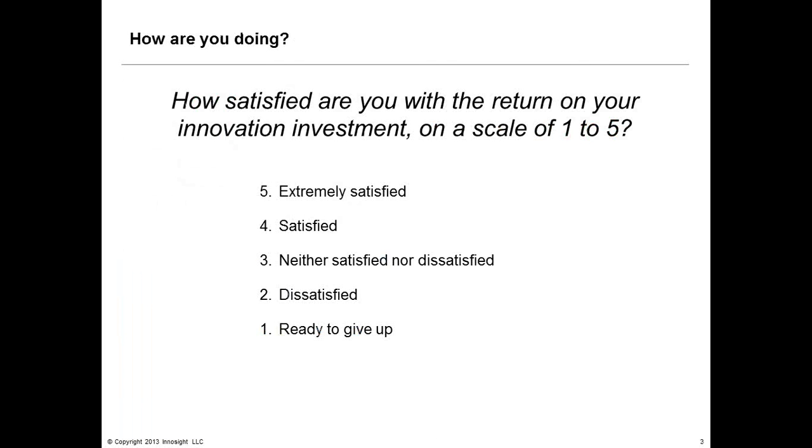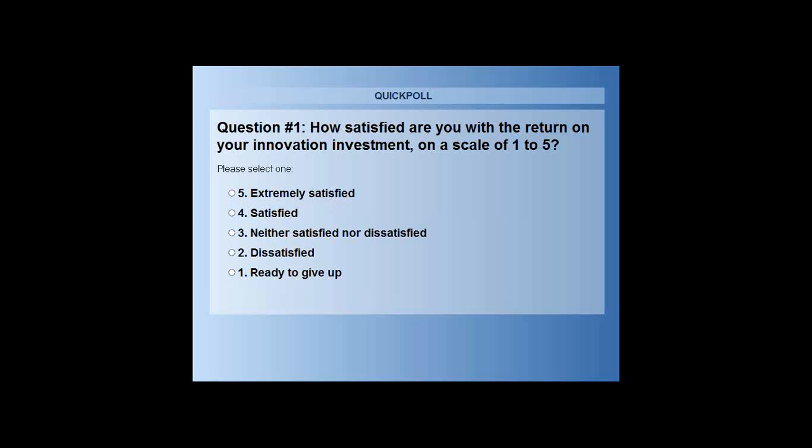Now, we want to get a sense from you about how satisfied you are with the return on your innovation investment. So I'd like our team to open up the poll here so we can get your perspective about how well things are going in your organization. So key in your response here, and we'll see what trends we see across the group.